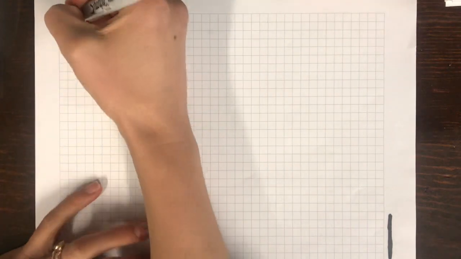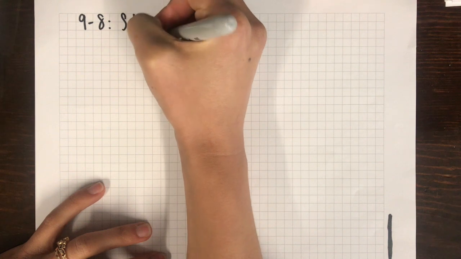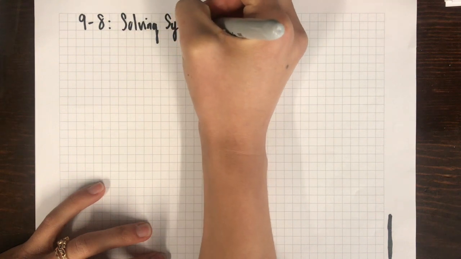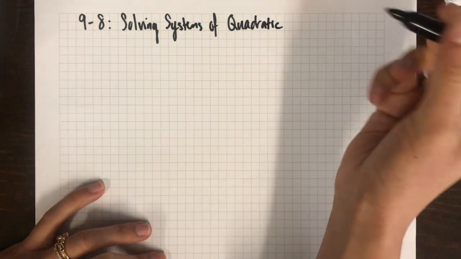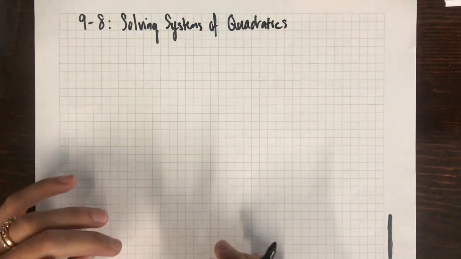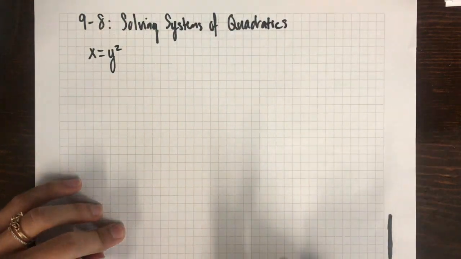All we're doing today is solving systems of quadratic equations. So previously we've solved systems of just linear equations. That's where we have two lines and we're trying to figure out where they cross each other, where they intersect. Today we're going to talk about where different quadratic equations intersect.